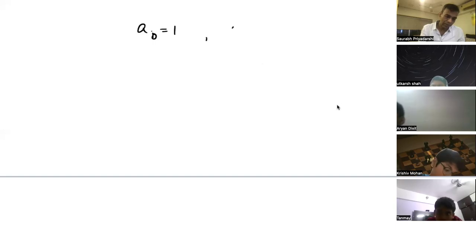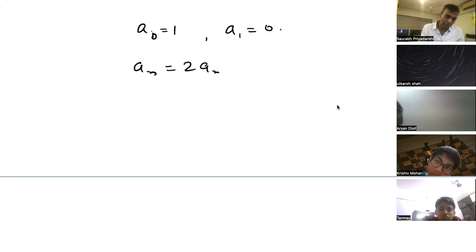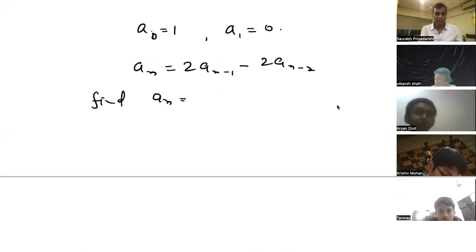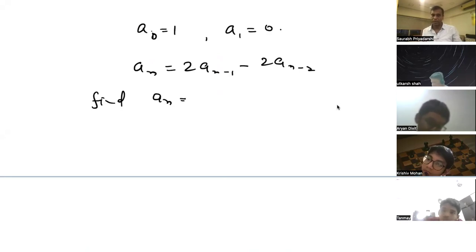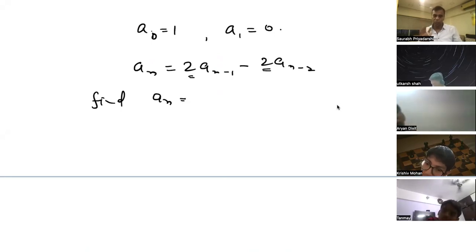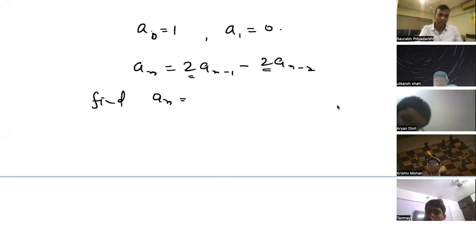a0 is equal to 1, a1 is equal to 0, and an is equal to 2an minus 1 minus 2an minus 2. Find an. This is the first concept, right? Well, in fact, second concept we are doing. This is a linear homogeneous recursion relation with constant coefficients. Coefficients are not varying in terms of n. These are the constant ones. Earlier, it was a function in n.